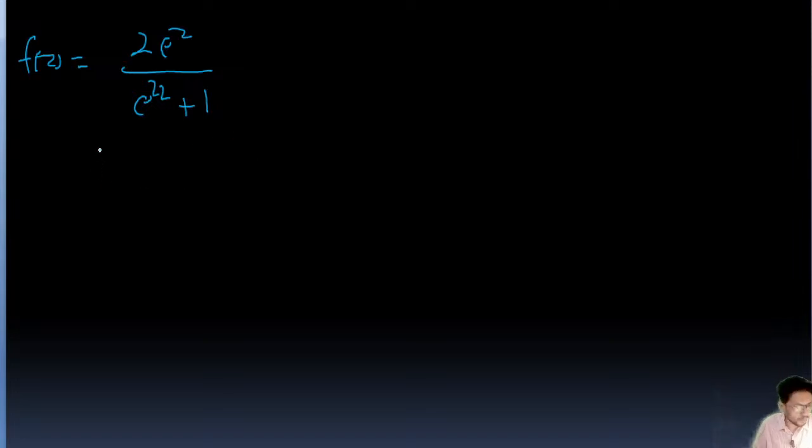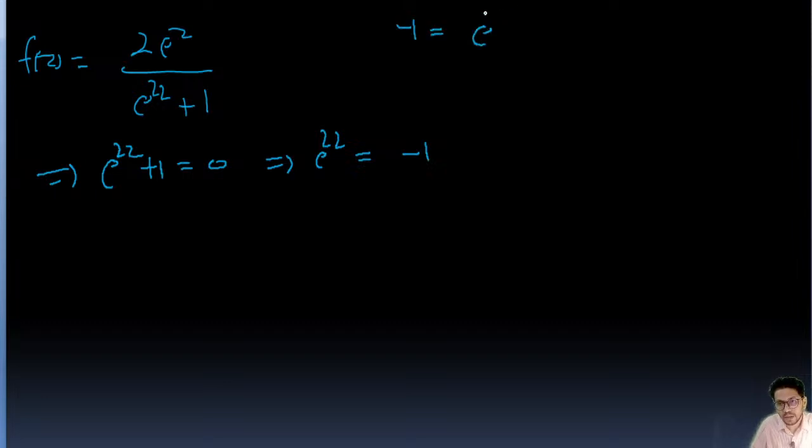Okay, so now for a pole, we know the denominator should be 0, right? So e to the power 2z plus 1 equal to 0, and that implies e to the power 2z equal to minus 1. Now here we know the value of minus 1 means e to the power iota (2n plus 1) pi. And the value of 1 is e to the power iota 2n pi. So these are the values of 1 and minus 1.